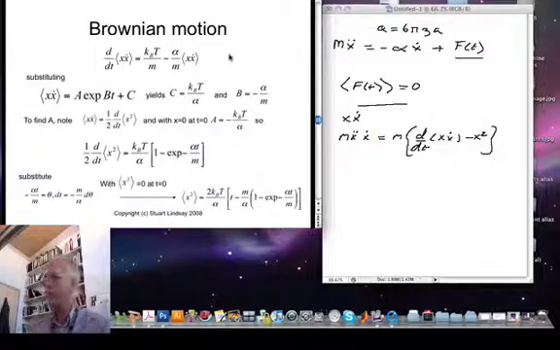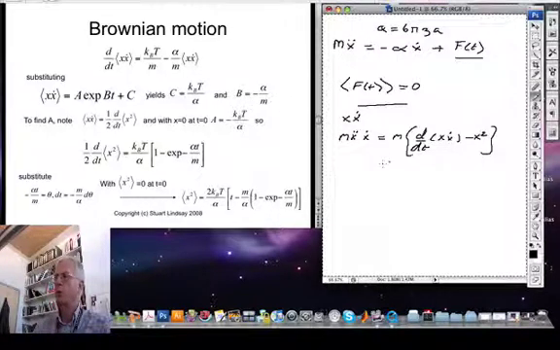So now we have to solve this equation. It's an equation that says the time derivative of the variable is some constant plus another constant times the variable itself, and we know that the solution to equations like that is an exponential. So we can then write this down.